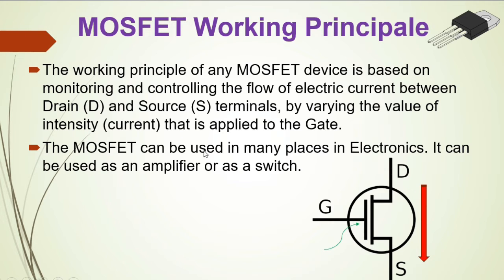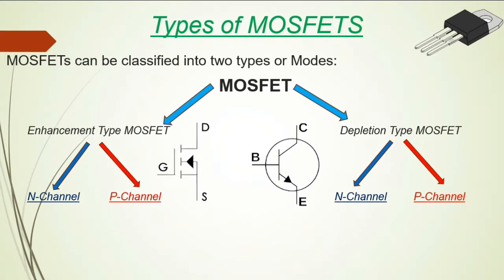The MOSFET can be used in many places in electronics. It can be used as an amplifier or as a switch. As a switch, because the voltage or current that is here controls the state of the MOSFET. So if the voltage is present, the MOSFET is on. If the voltage is absent, the MOSFET is in off state. So on, off, on, off, on, off. Exactly like a switch.